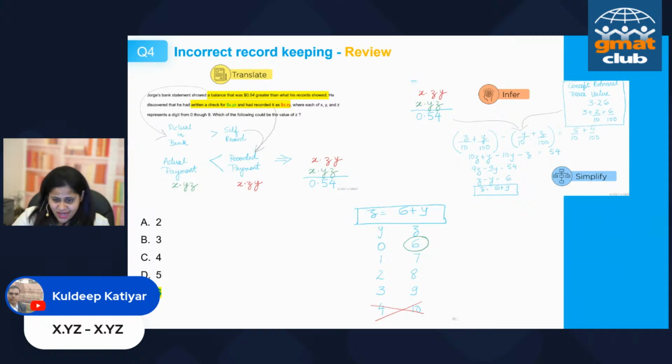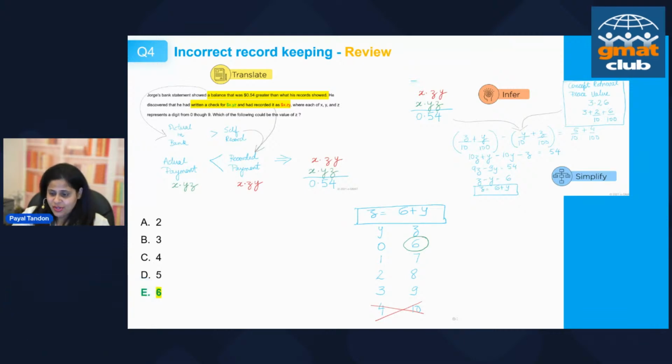So you've written the exact same thing, x point yz minus x point yz, it's x point zy. So again, go back and make sure that you translate properly, Kuldeep.